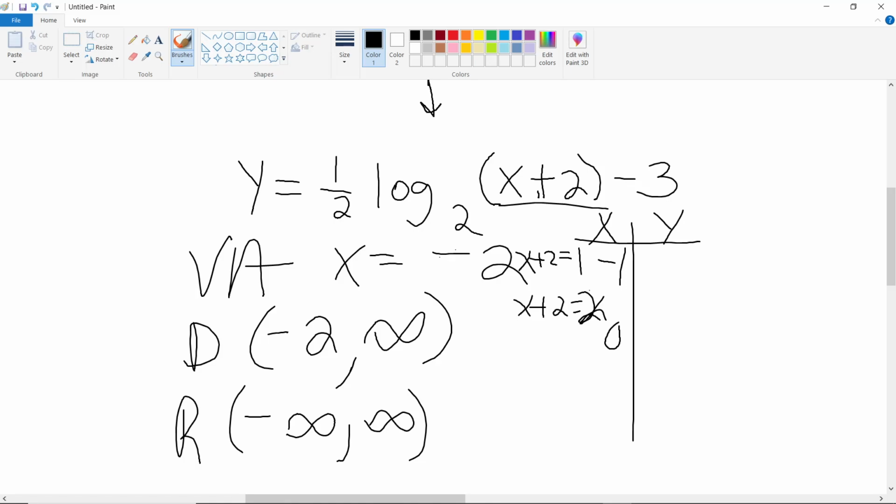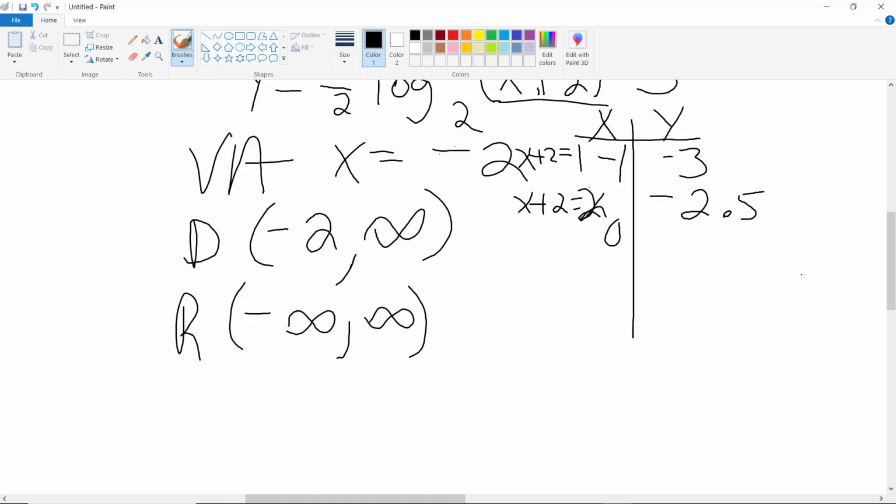And when x is negative 1, negative 1 plus 2 is 1. Log base 2 of 1 is 0. 1/2 of 0 is 0. And minus 3. And now 0. 0 plus 2 is 2. Log base 2 of 2 is 1. 1/2 of 1 is 1/2. Minus 3 is minus 2.5. So 0, minus 2.5. Now I've got everything I need.